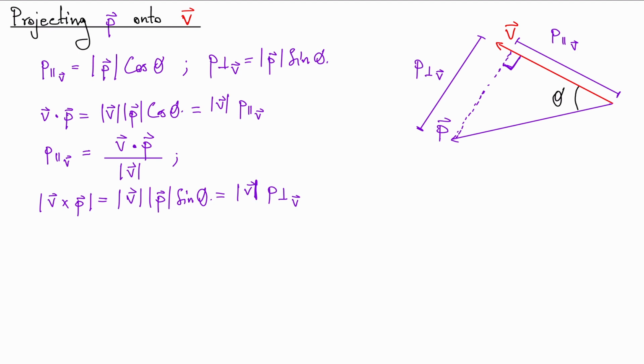And by dividing by this V bar here, the magnitude of V bar, we obtain that P perpendicular to V bar is going to be the magnitude of V cross P divided by the magnitude of V bar itself. And again, notice the direction onto which we are projecting, the vector against which we are projecting, always makes it in the denominator. So this is the essence of projecting vectors onto other vectors.